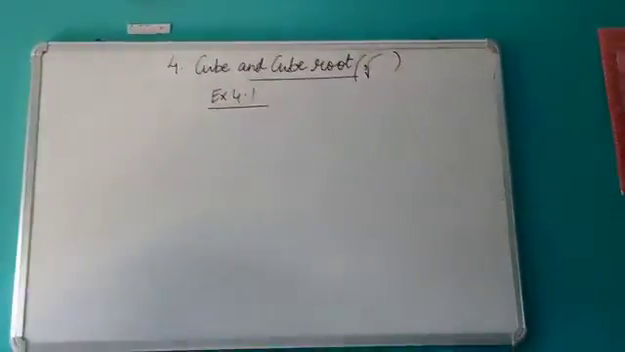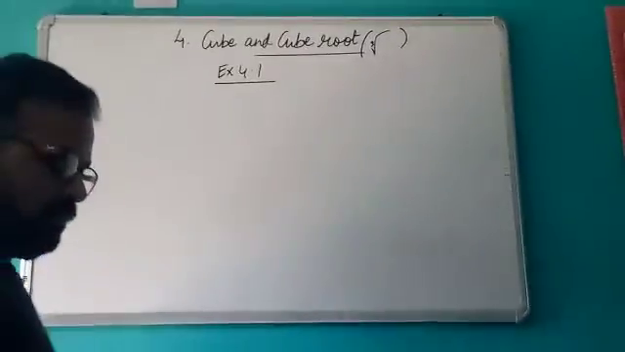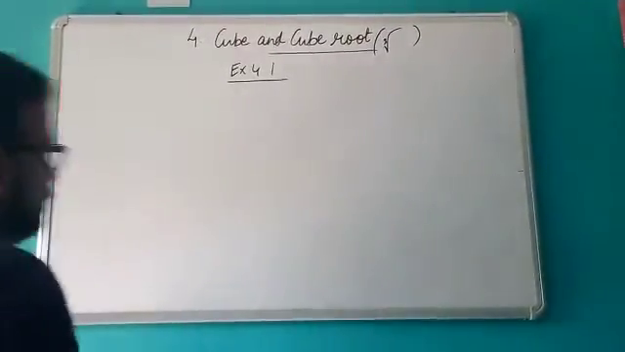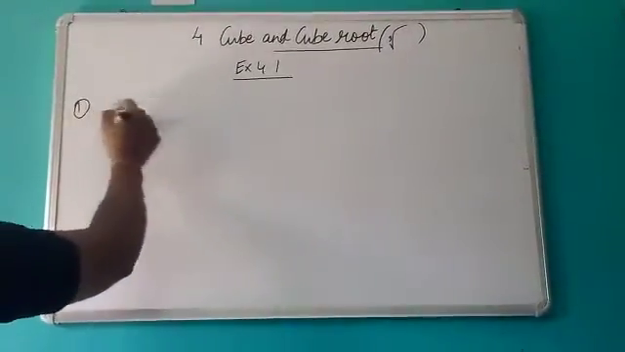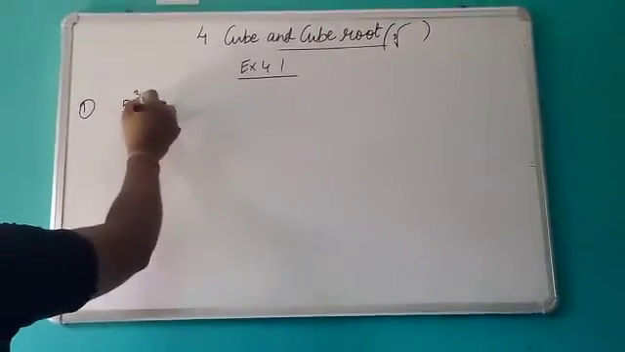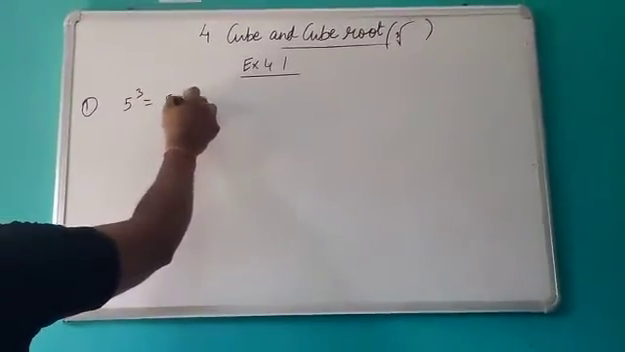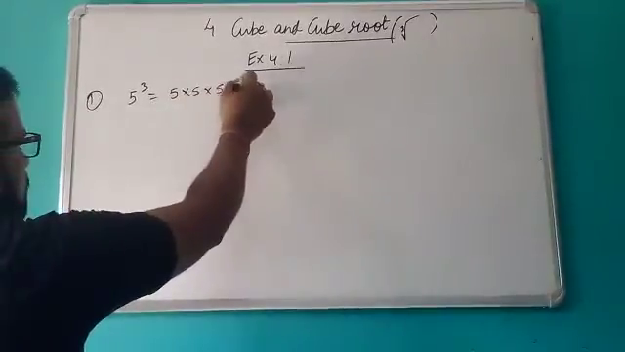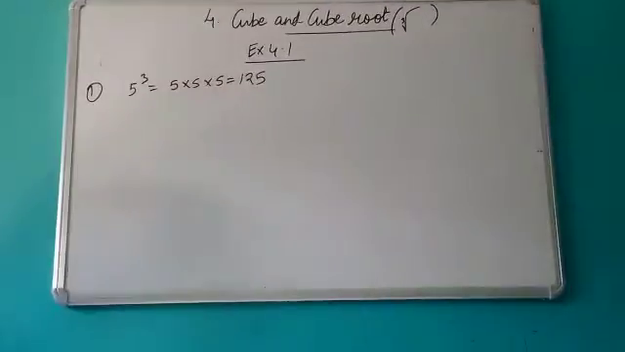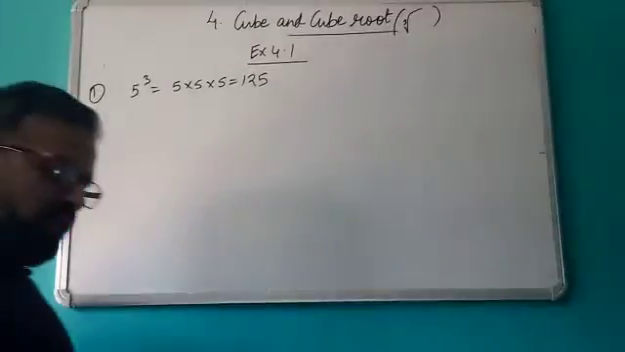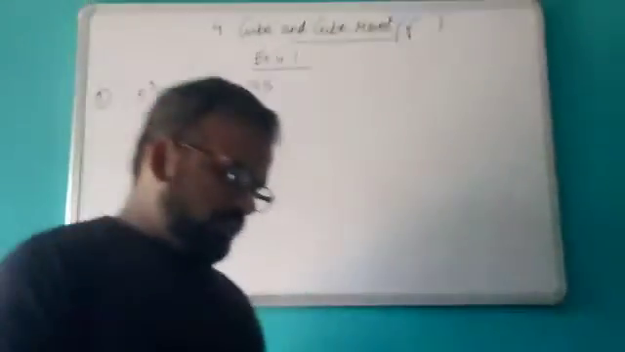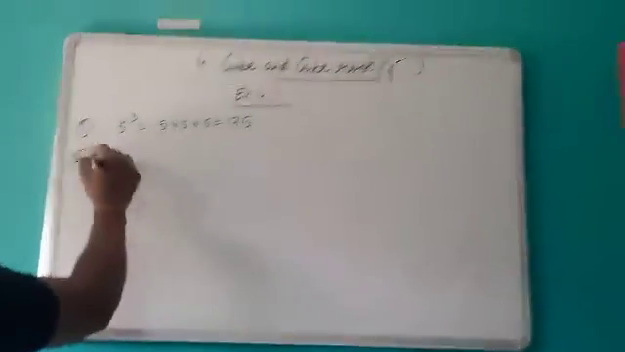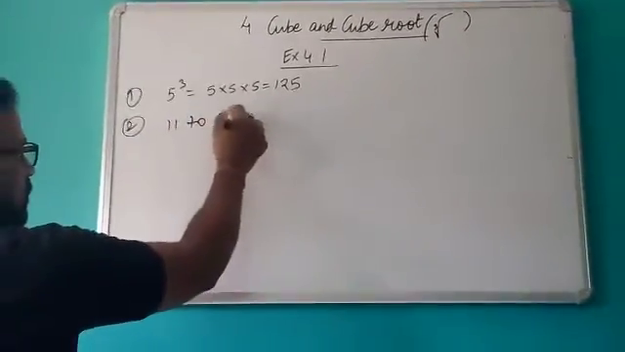Okay, so let's discuss the very first exercise, 4.1. In the very first question, it is asked to find the cubes of the numbers. So suppose you want 5 cube, you simply multiply that number 3 times by itself, and you will get the value of 5 cube. Then in the second question, it is asked to find the cubes of the natural numbers from 11 to 25.